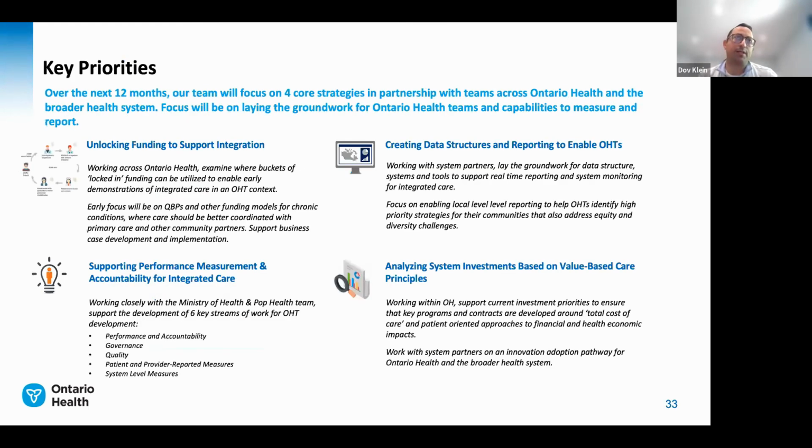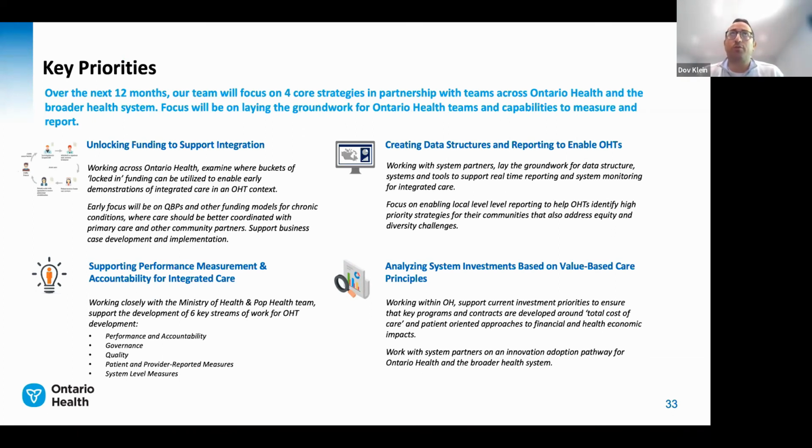Last slide, I think it's my last slide. So key priorities for my team moving forward: unlocking funding to support integration. We talked about CHF a little bit already, but really being able to think about where money is locked into the system that can be liberated and unlocked so it can be used in non-acute settings is the first one. Moving from left to right is creating data structures and reporting to enable OHTs.